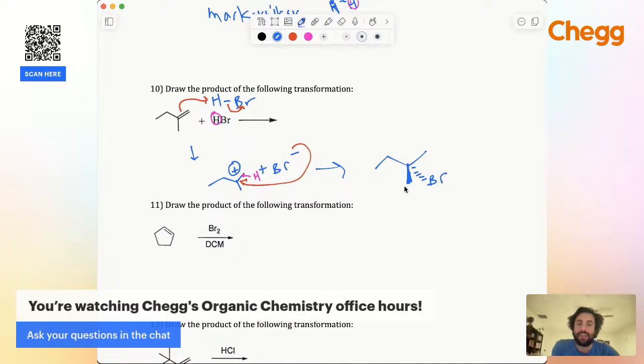We could have drawn the bromine on the wedge and the methyl on the dash. It'd be the same molecule, because guess what? This sigma bond is rotating all the time, right? And if you rotate that sigma bond, you're going to get these methyls and bromines at all the possible positions, right? So that's it.